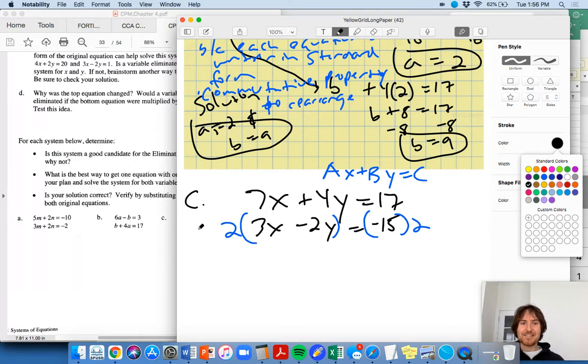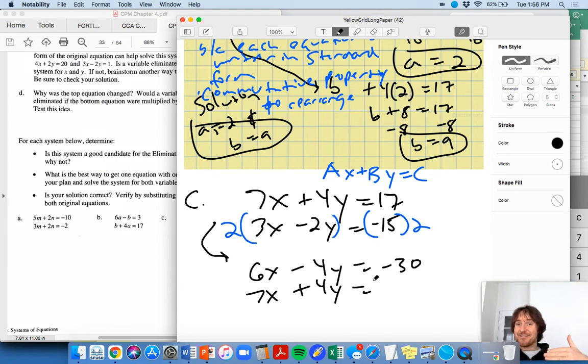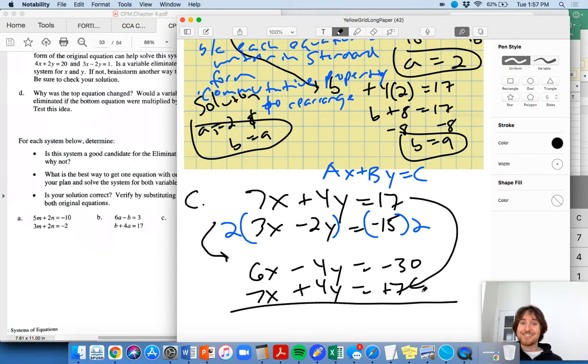Check it out here. 2 times 3x is 6x. 2 times negative 2y is negative 4y. And 2 times negative 15 is negative 30. That's going to eliminate here. I'm going to move my equation number 1 down here so we can see it more clearly. I found an equivalent equation of this top one by multiplying both sides by 2. Now I'm going to add them together.